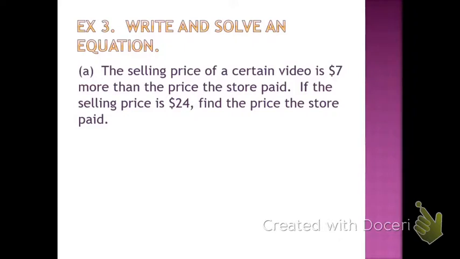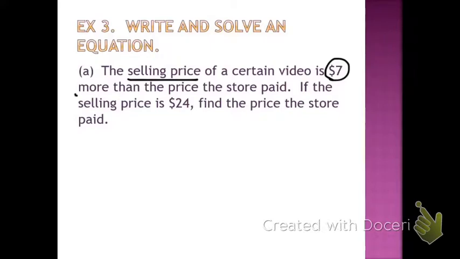Let's underline and circle the important pieces of information. It says the selling price of a certain video. All right, so let's go ahead. The selling price. That sounds pretty important, right? The selling price of a certain video is $7. Numbers are probably going to be used in our equation. So let's circle $7.